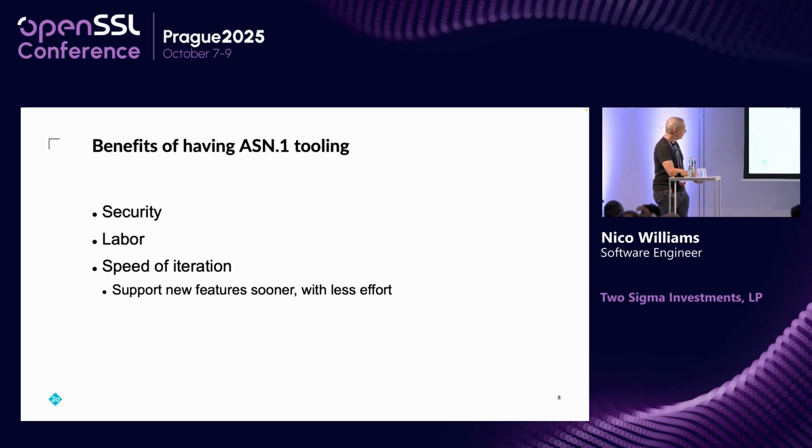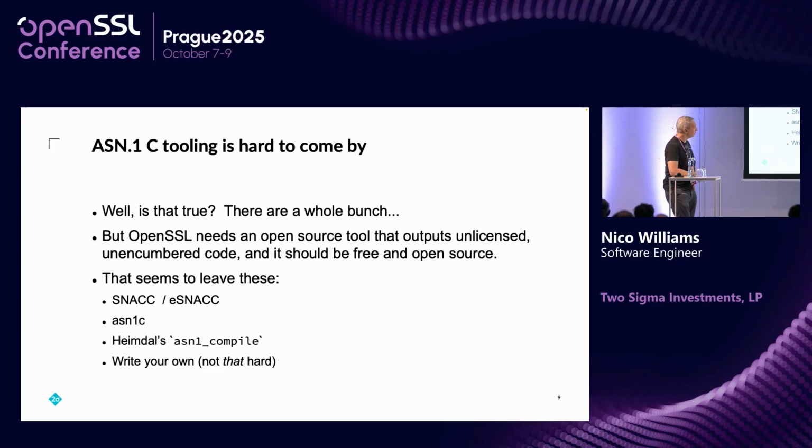So you really want real tooling, so you avoid the security problems, use your labor more efficiently, and iterate faster, right? That's why Heimdal, which is a Kerberos and PKI implementation, has an ASN.1 compiler, because they wanted to be able to immediately implement anything in any new internet drafts, any new RFCs. It should be easy to do that. And it is if you have ASN.1 tooling, and it's not if you don't.